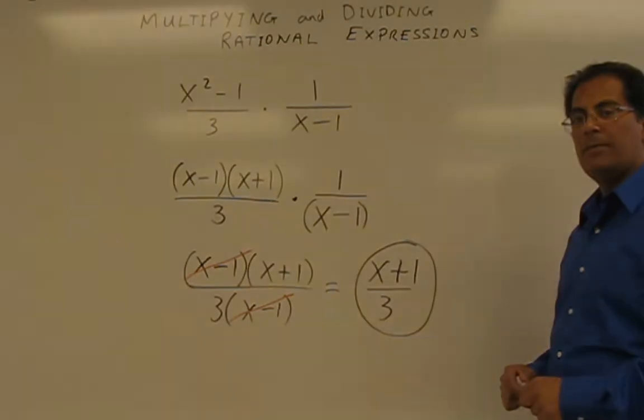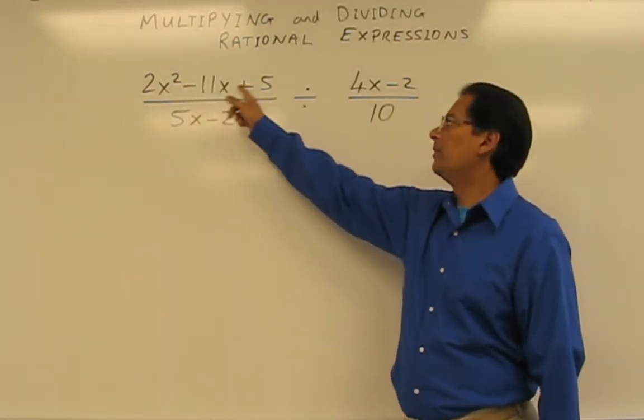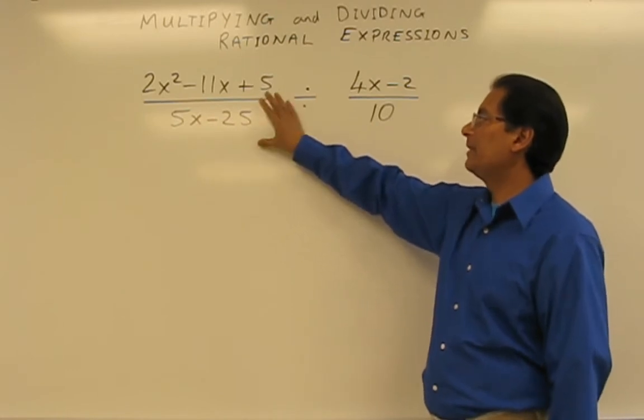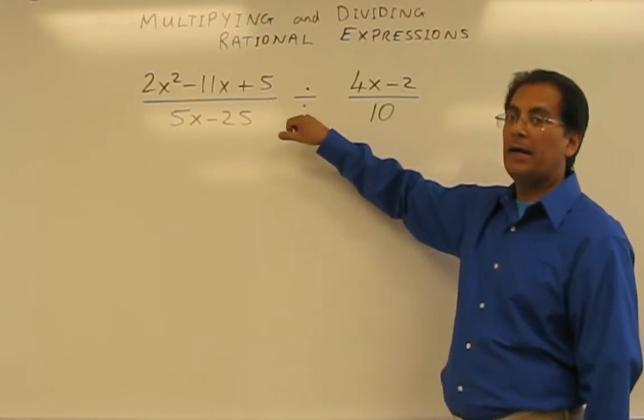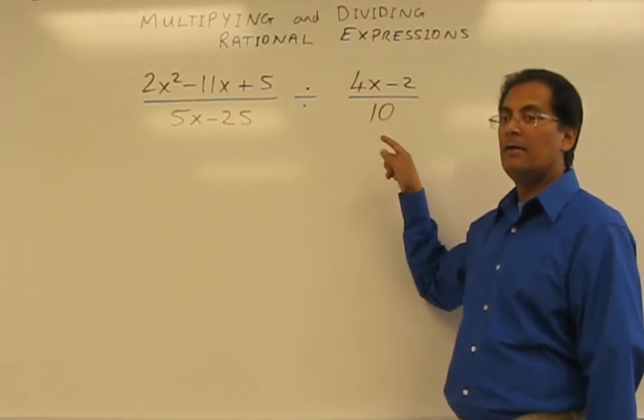Let's take another example. In this example, we're asked to divide 2x squared minus 11x plus 5 divided by 5x minus 25, that expression, divided by 4x minus 2 over 10.